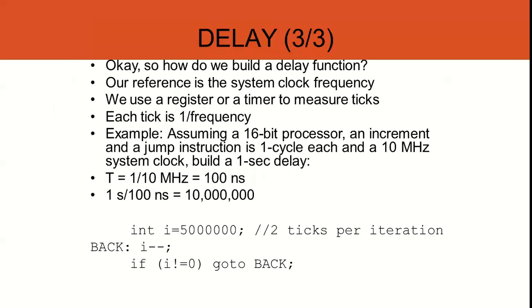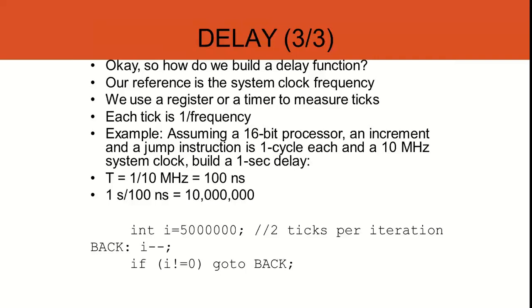So how do we build our own delay function if we want? In this program, you can look at how we utilize the system clock frequency to build our own delay method. Each CPU will have its own clock. That is the built-in time. Each tick is equal to 1 divided by the frequency. So time is equal to 1 by frequency.